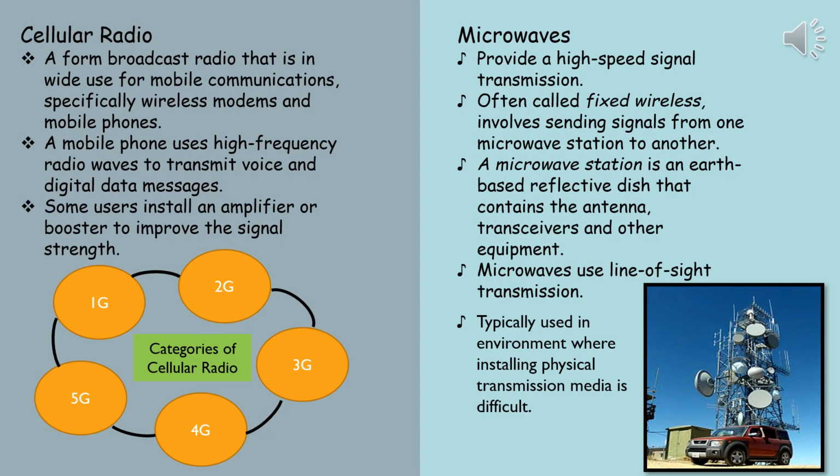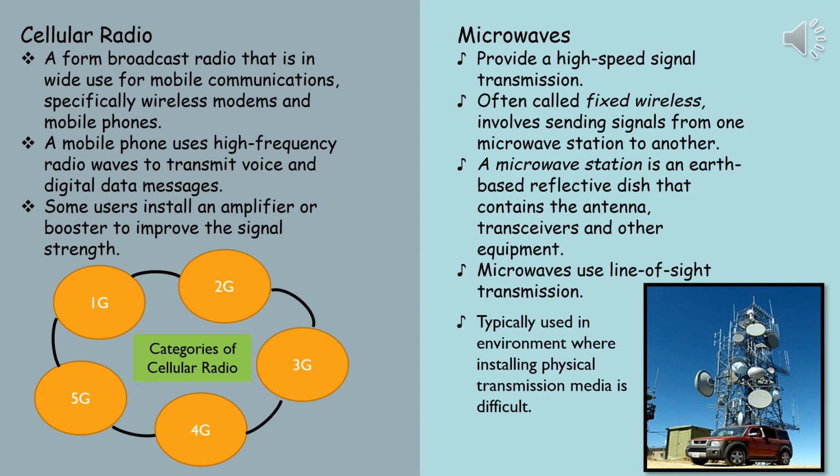Cellular radio is one of the wireless transmission media. Cellular radio is a form of broadcast radio that is in wide use for mobile communications, specifically wireless modems and mobile phones. Mobile phones use high-frequency radio wave to transmit voice and digital data messages. Because only a limited number of radio frequencies exist, mobile service providers reuse frequency so that they can accommodate the large number of users. Some users install an amplifier or booster to improve the signal strength.